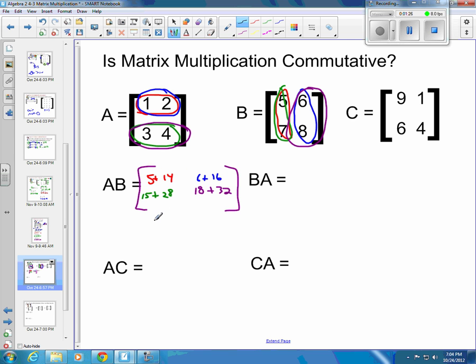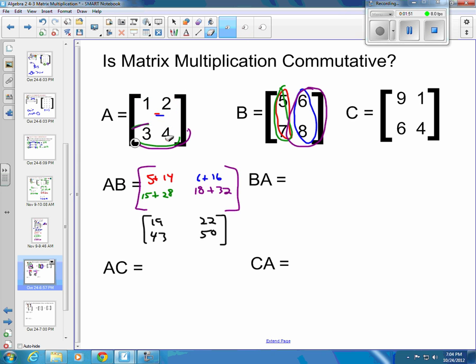So 5 plus 14 is 19. 6 plus 16 is 22. 15 plus 28 would be 43. And 18 plus 32 would be 50. So there's my resultant matrix if I multiply A times B. So let me clear this out and multiply the other way.